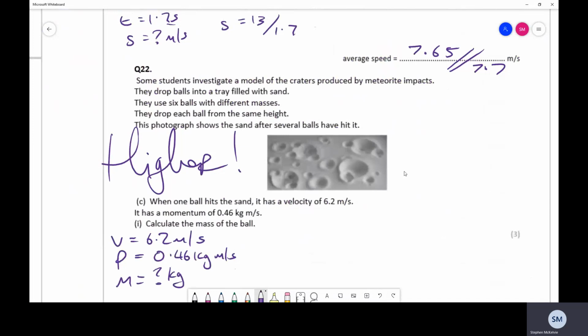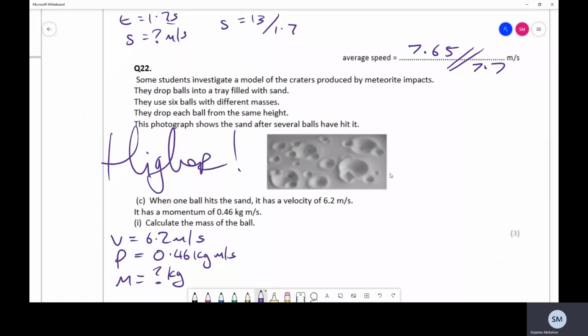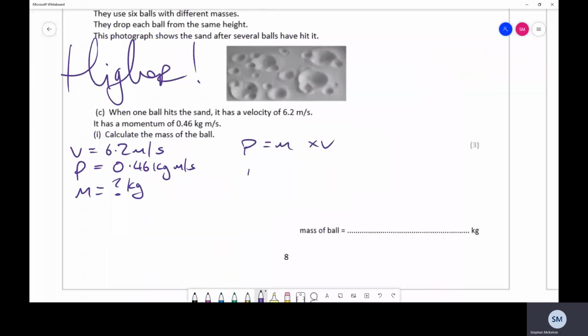But it's still good to tune in and figure out and remember how to rearrange equations. Momentum is equal to mass times velocity. I shall divide across by v to make m the subject, making p divided by v equal to m. Putting my numbers in, 0.46 divided by 6.2 will equal the mass of the ball. Very small ball. 0.46 divided by 6.2 is equal to 0.742.